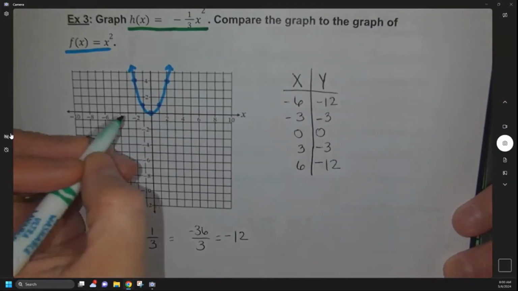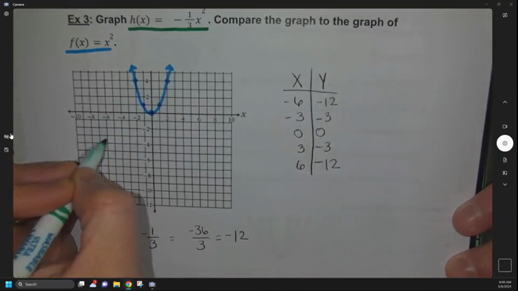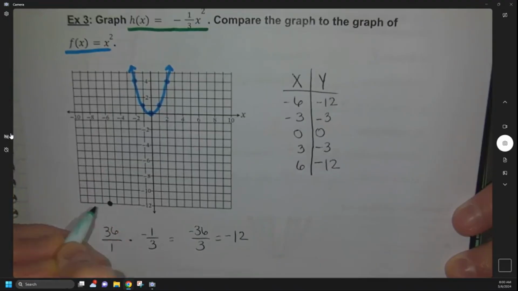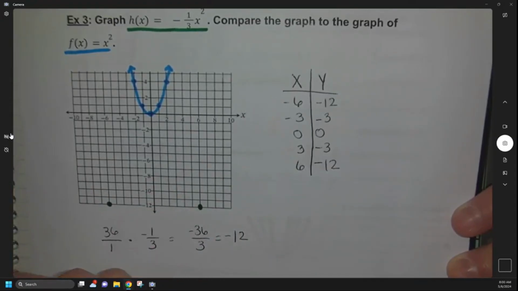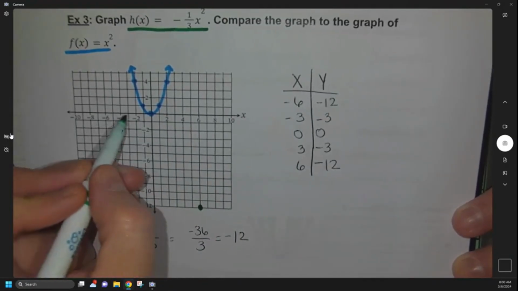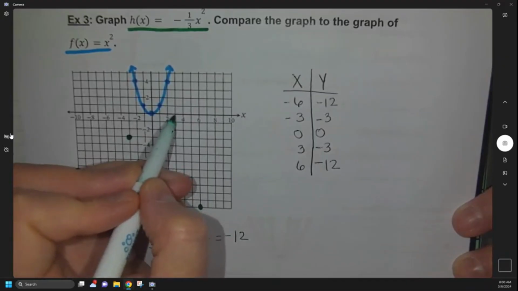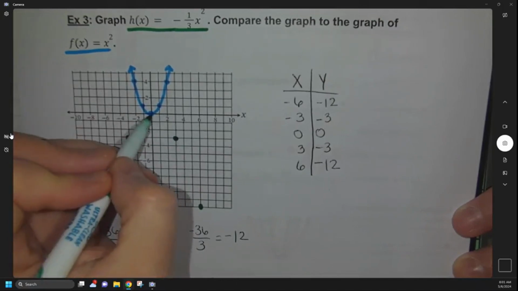0 squared is 0. 0 times negative 1/3 is 0. So we've got negative 6, negative 12, and I also have positive 6, negative 12. Negative 3, negative 3. Positive 3, negative 3. And we've got 0, 0.